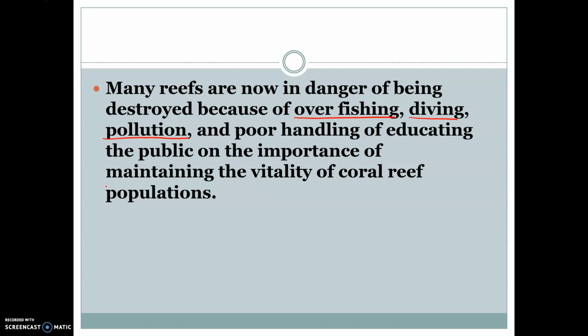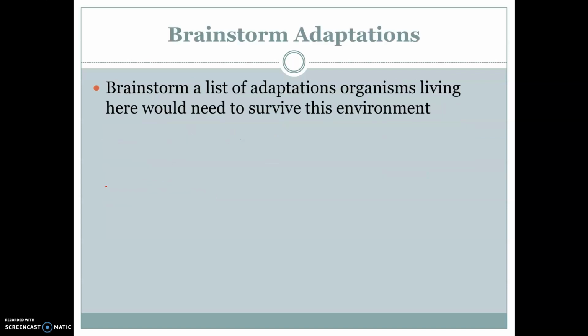Because 25% of all marine life is found in these reefs, it's going to be really important, because if we lose that 25%, it's really going to highly affect the other animals found in the oceans. Okay, so again, think about a list of adaptations that organisms might need in the coral reefs to survive here.